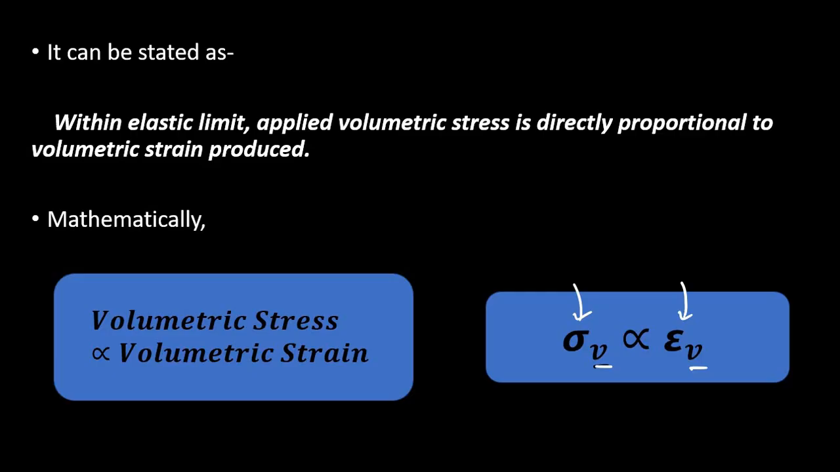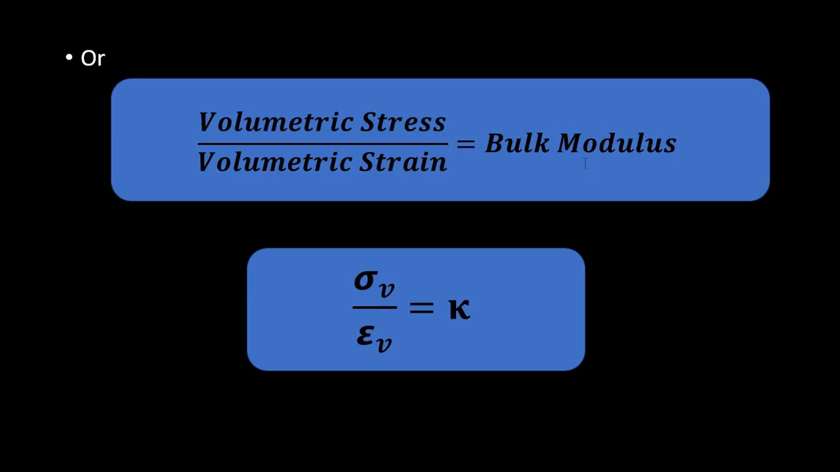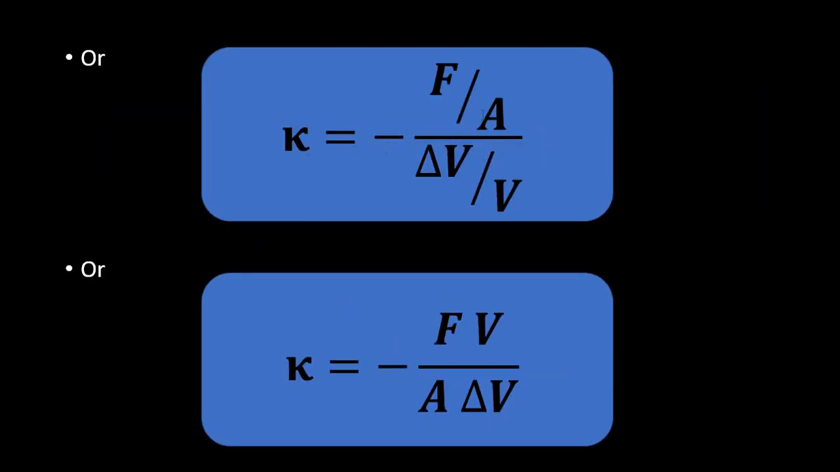So here, the proportionality constant, which is the ratio of volumetric stress to volumetric strain, gives us the bulk modulus of elasticity. That is, sigma V by epsilon V is the bulk modulus. And this bulk modulus is expressed as this: F by A, which is the volumetric stress, and delta V by V, which is the volumetric strain. And the negative sign indicates that there is a reduction in volume as compared to the original volume.